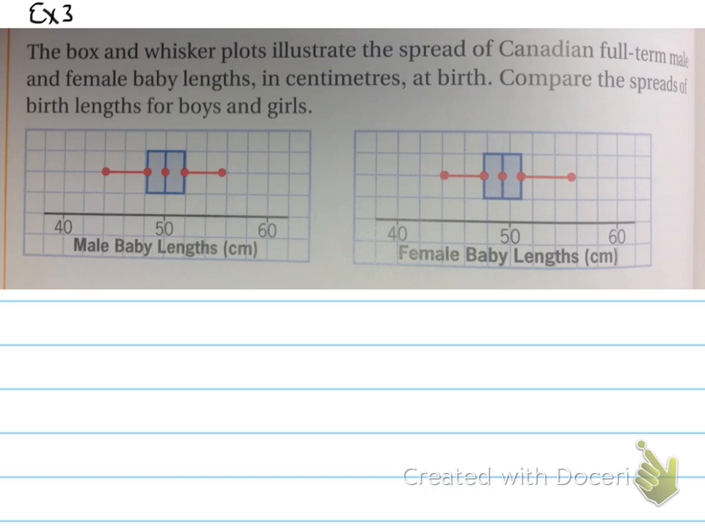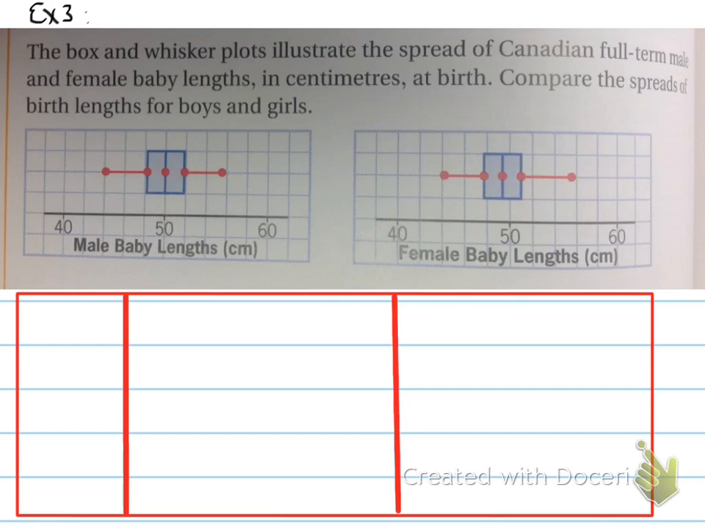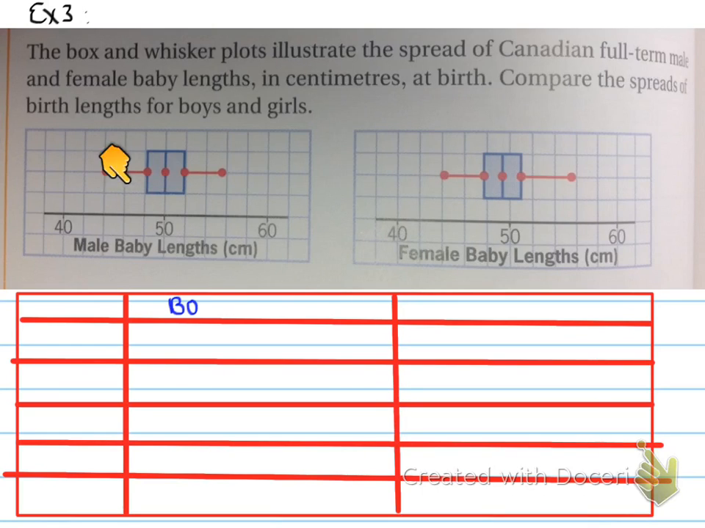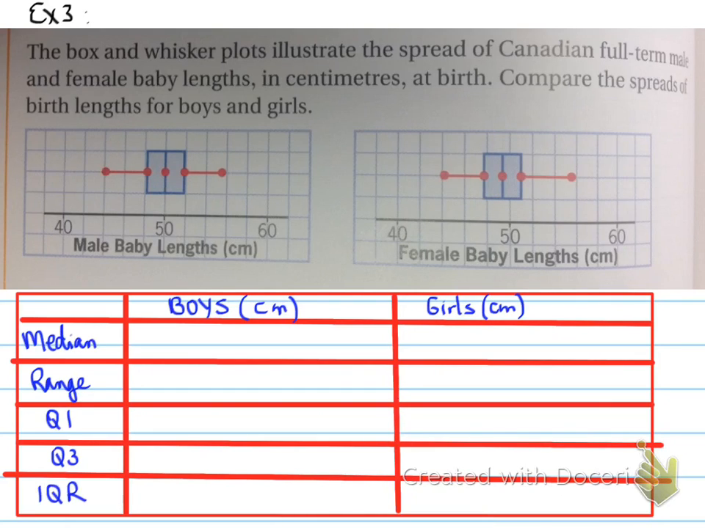Okay, moving on. The box and whisker plots illustrate the spread of Canadian full-term male and female baby lengths in centimeters at birth. Compare the spreads of the birth lengths for boys and girls. Now these values here, folks, you would be given a little bit more information with regards to this. But the idea is to be able to compare them. So what we're doing is comparing the boys and the girls, the median, the range, the Q1, the Q3, and the interquartile range. You wouldn't be given some vague information like this. You'd be given more information and the box and whisker plot already drawn.